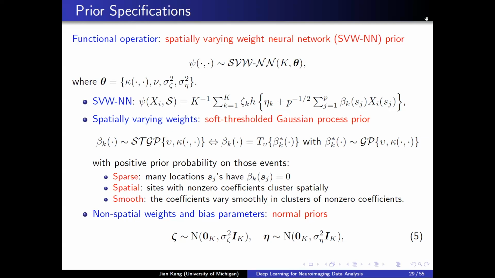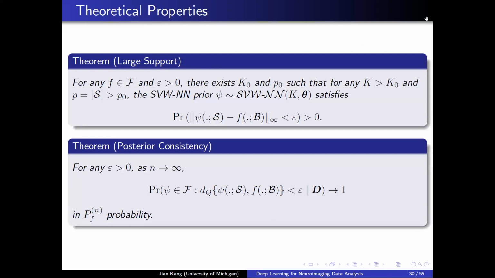Here we extended that, as we want to have a general concept of a prior for this function operator, and we study some properties for a wider range of f. I did not put the definition of f here, but f is all the potential true function operators. Definitely we need some assumption, such as sparsity and smoothness, regarding this functional space, and it's a very complicated notation that I just skip here.